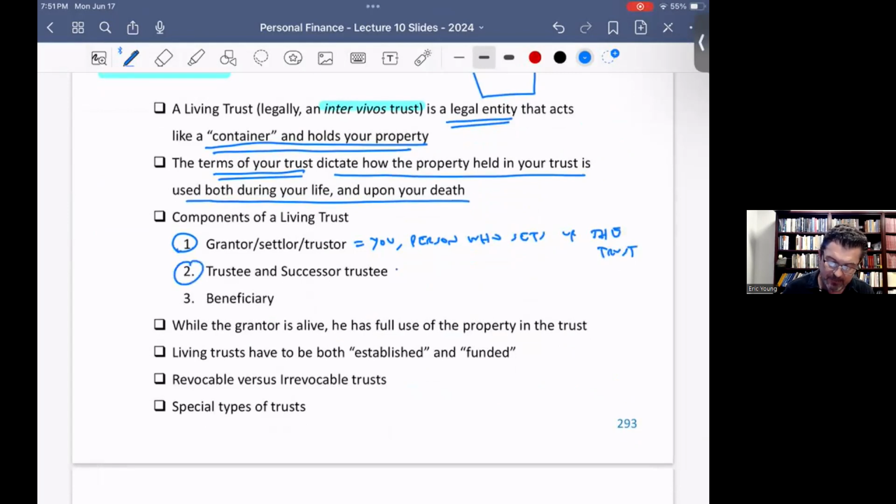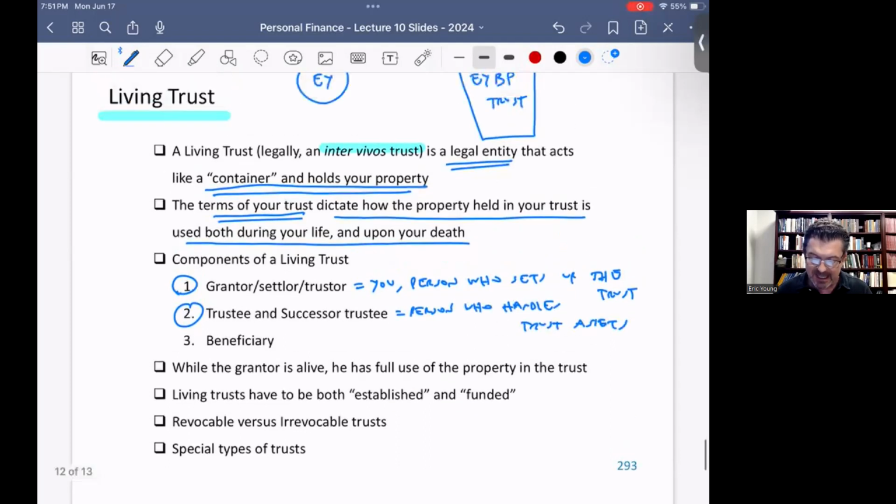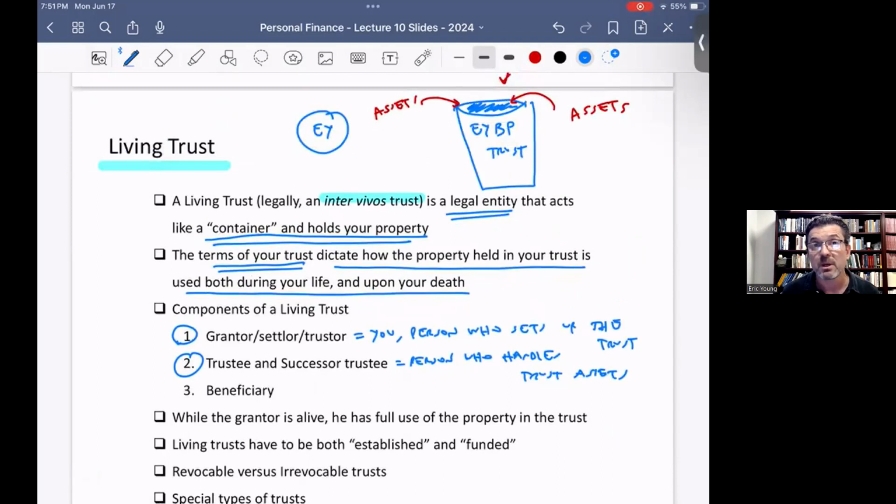The trustee is the person who handles trust assets. The person who has the legal authority to handle the assets in the trust, to sell them, to use them, to collect income on them, to spend that income, that's the trustee. But here's the beauty of a living trust. As long as you're alive with the living trust, not only are you the grantor, but you're the trustee.